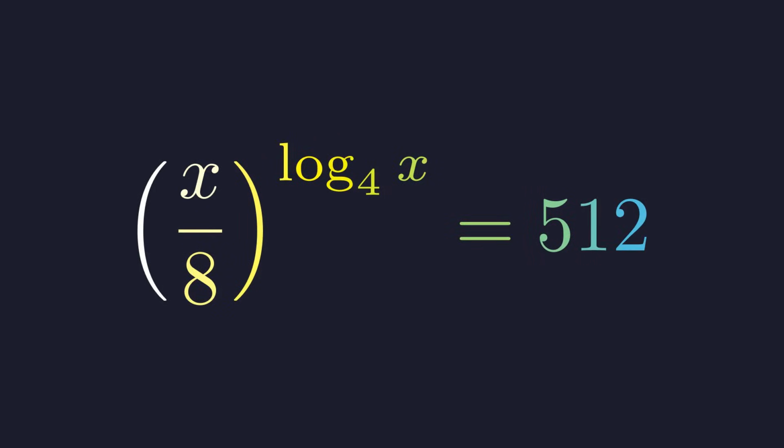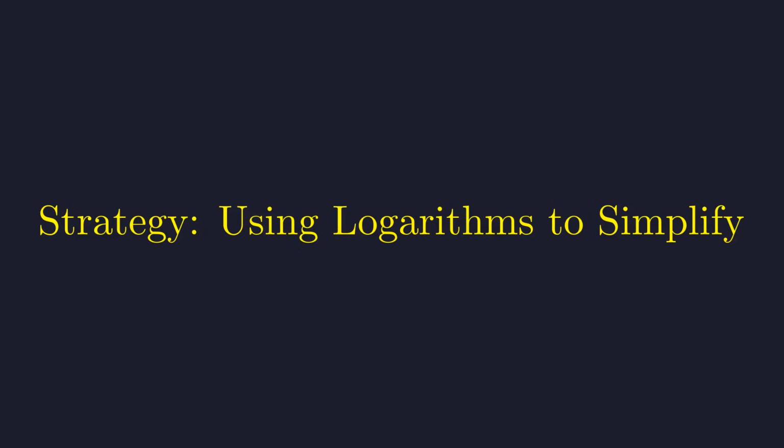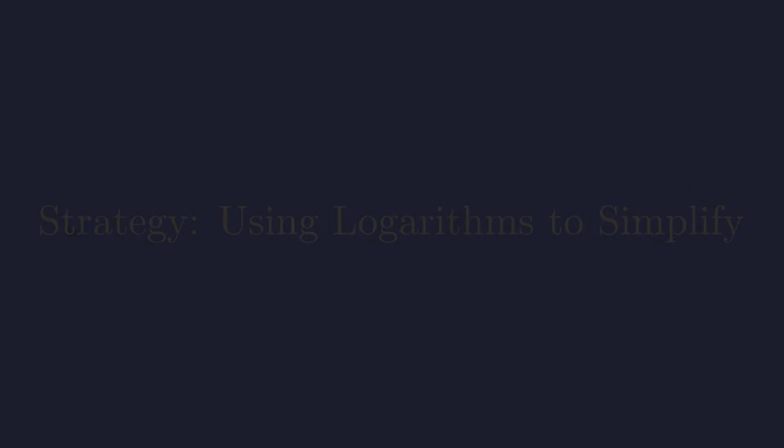Here is our problem. This equation looks quite complex, with the variable x appearing in both the base and the exponent. Let us break it down methodically. The key to solving equations like this is to use logarithms to bring the exponent down. We will take the logarithm of both sides.